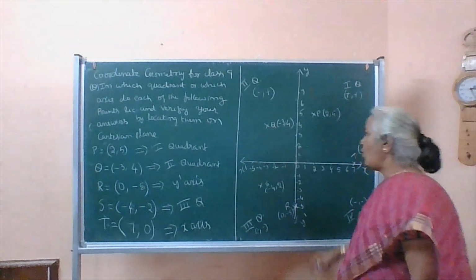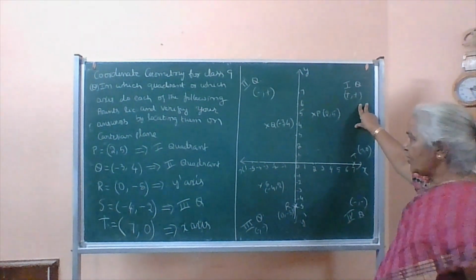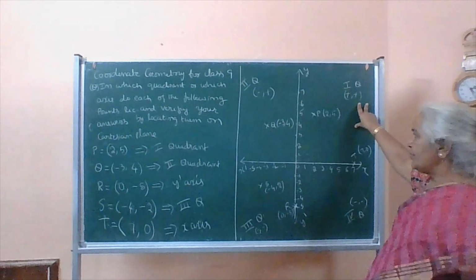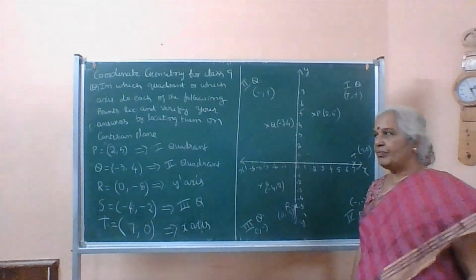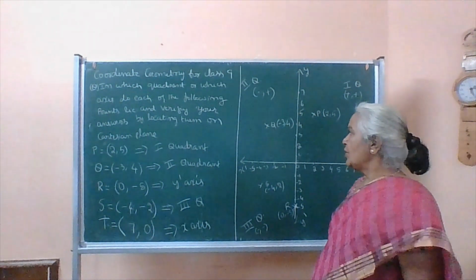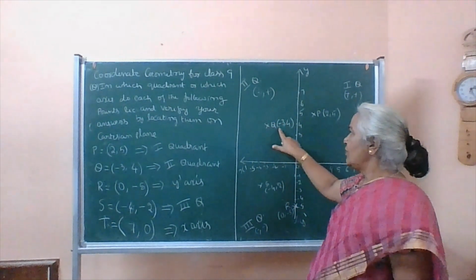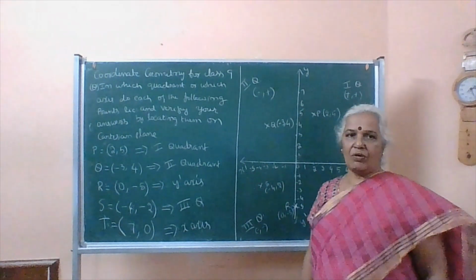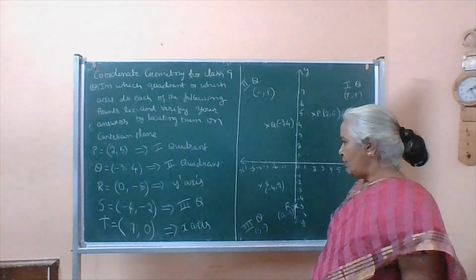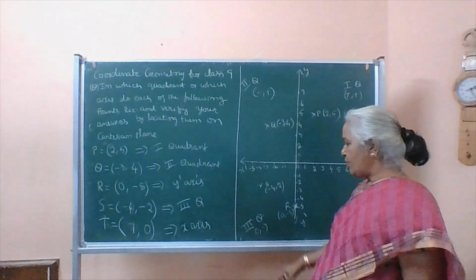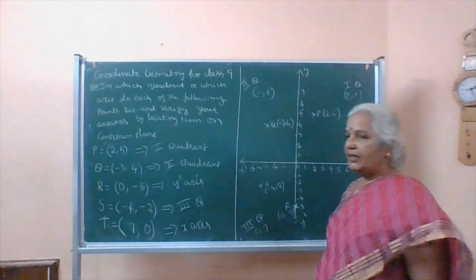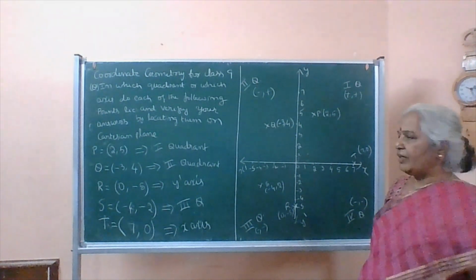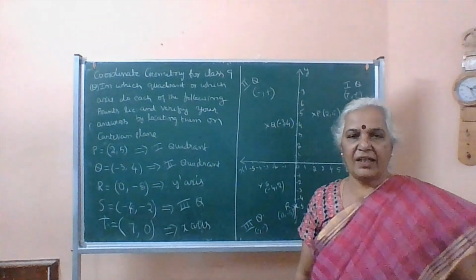Now all the points with x positive and y positive come in the first quadrant, and all the points with x negative and y positive come in the second quadrant. And when both x and y are minus, we have to mark in the third quadrant, and if x is with positive sign and y is with negative sign, it comes in the fourth quadrant.